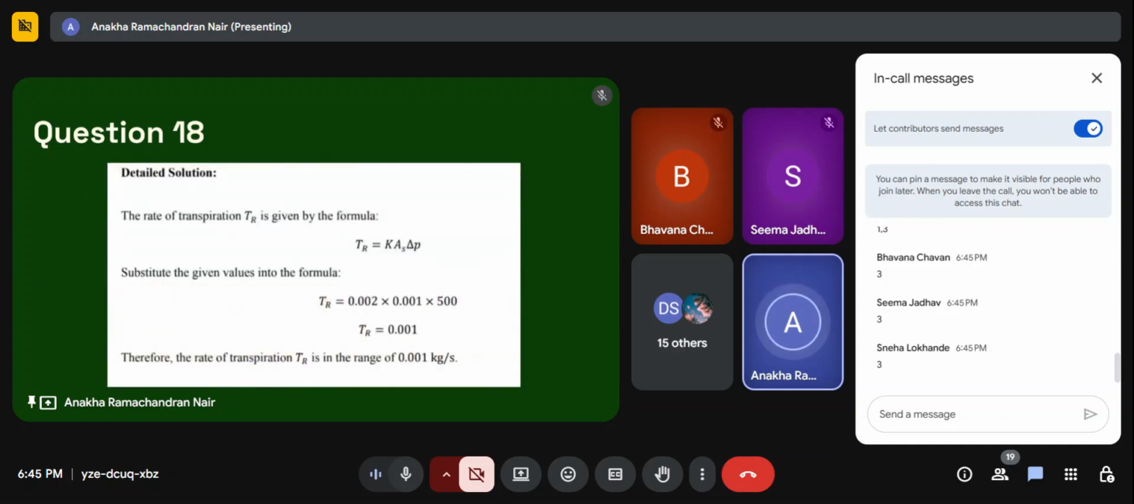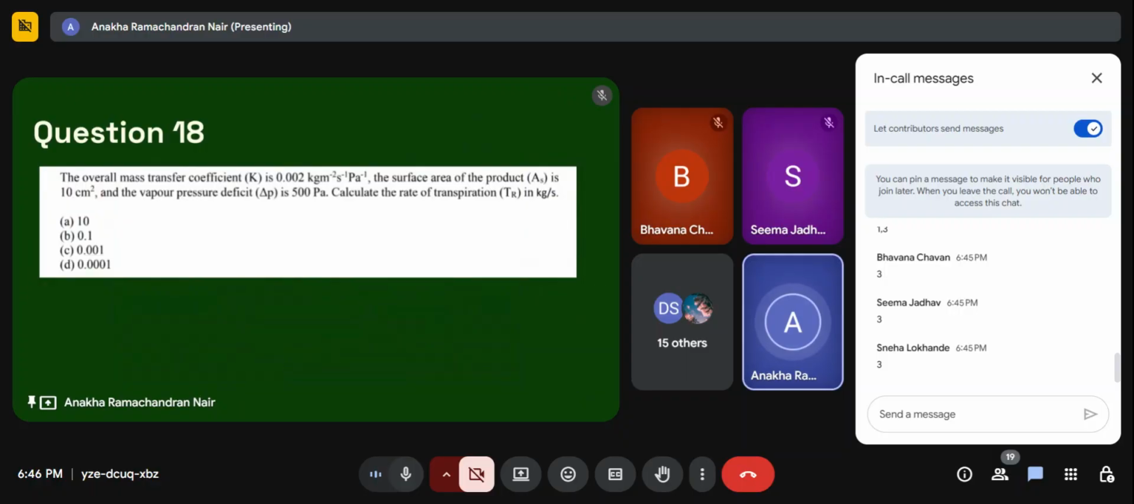For those who might not know how to solve this, all you need to know is this formula where the rate of transpiration is given by the mass transfer coefficient into the surface area into the vapor pressure deficit. So that way it is straightforward. You multiply 0.002 into 0.001 into 500 and you get an answer of 0.001 kg per second, right? So the answer is 0.001 kg per second, and yes, you were all right. Option C is the correct answer.